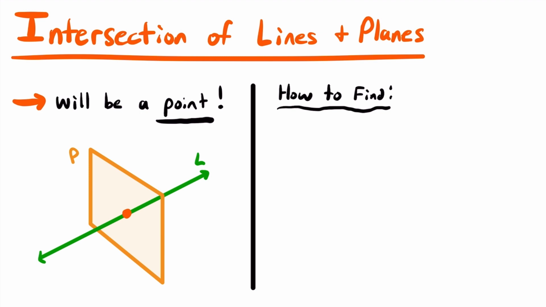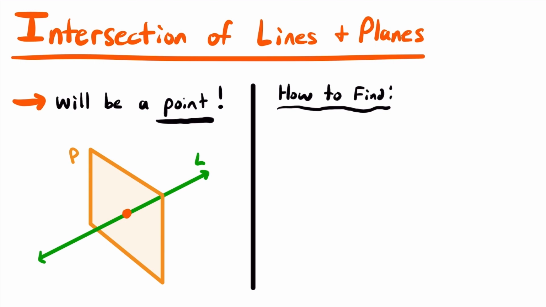Now, it is possible that the line could be within the plane. In that case, every single point along the line is contained within the plane. And so in that case, there really isn't an intersection because the line would just share all of its points with the plane. But other than that, if a plane and a line intersect, they will only intersect at one point. Okay? And so what we are interested in doing is being able to find that point of intersection given the equations of a plane and a line.